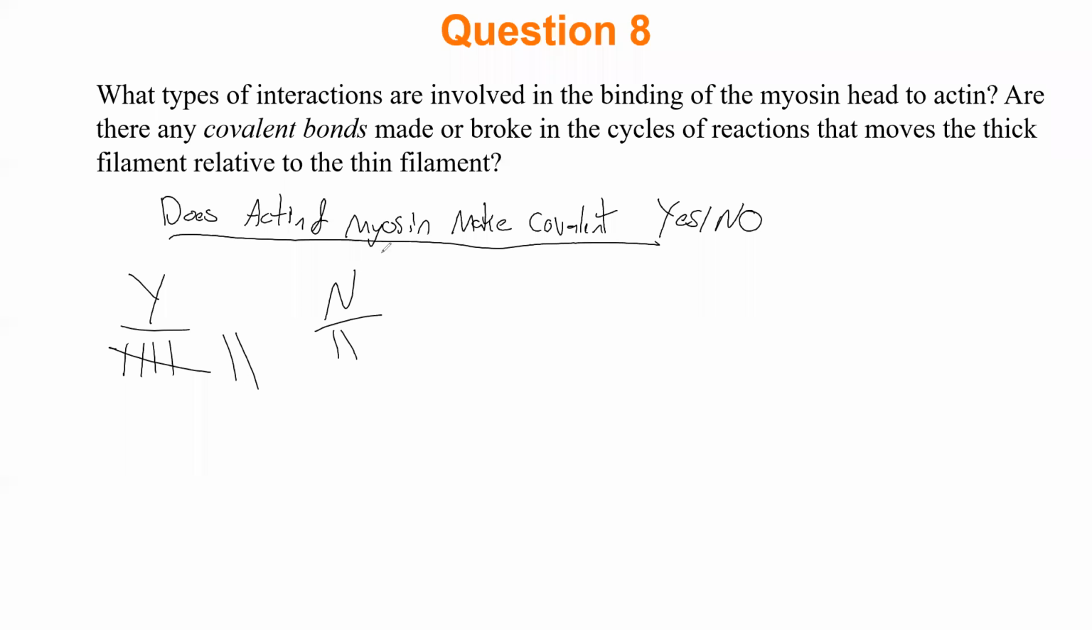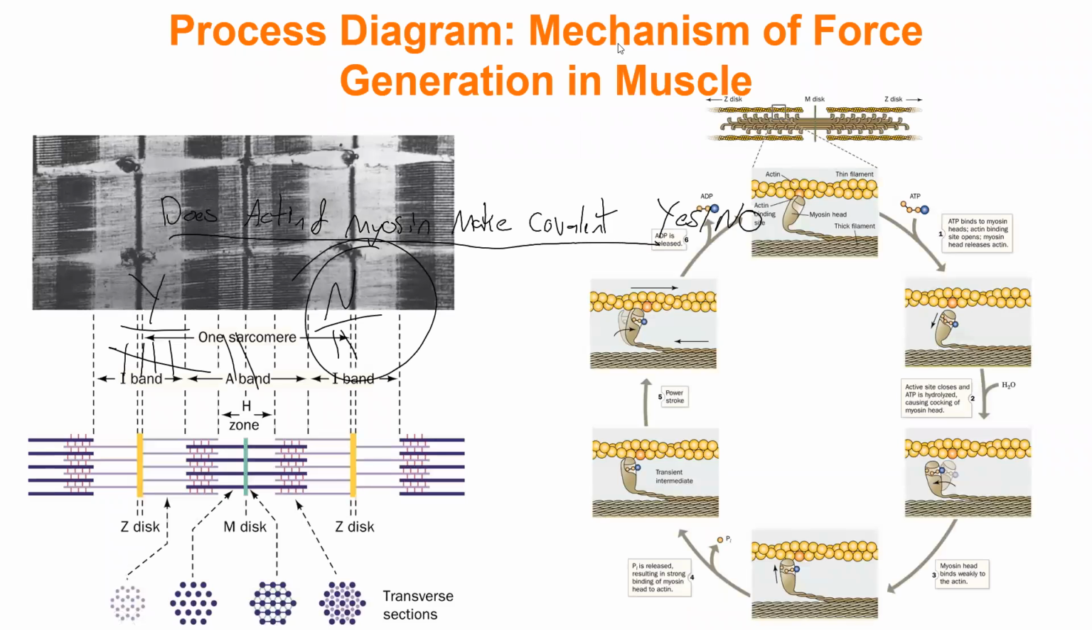All right. So the correct answer is no. Right. So let's go back to the diagram. So if you remember, a covalent bond is the sharing of electrons. And covalent bonds are very strong. Covalent bonds are kind of permanent when you make them for the most part. And actin and myosin, we're not making any covalent bonds here. This is all non-covalent interactions.